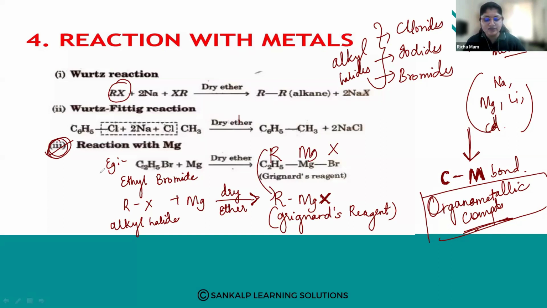So this is the first reaction, the reaction with active metals. This is Grignard reagent. Mark this as important. It is an alkyl magnesium halide. So what does it form? It forms alkyl magnesium halide, which is also called Grignard reagent. Okay, so let us go for the next one.